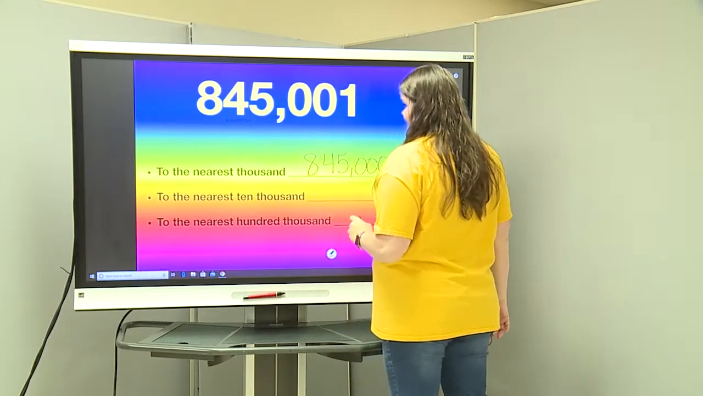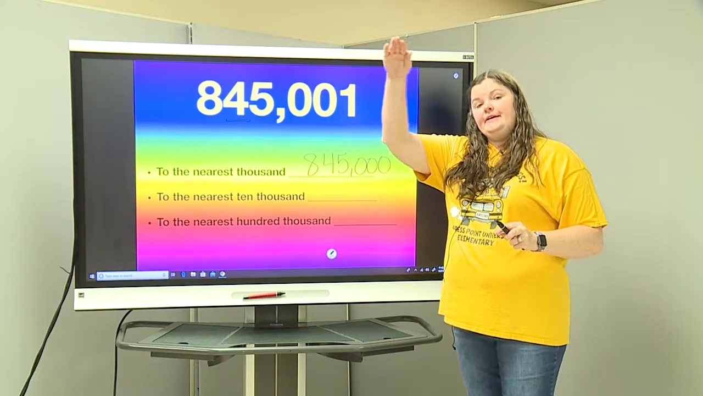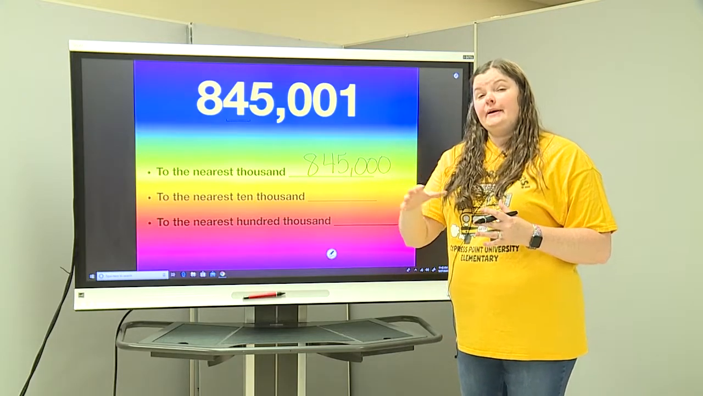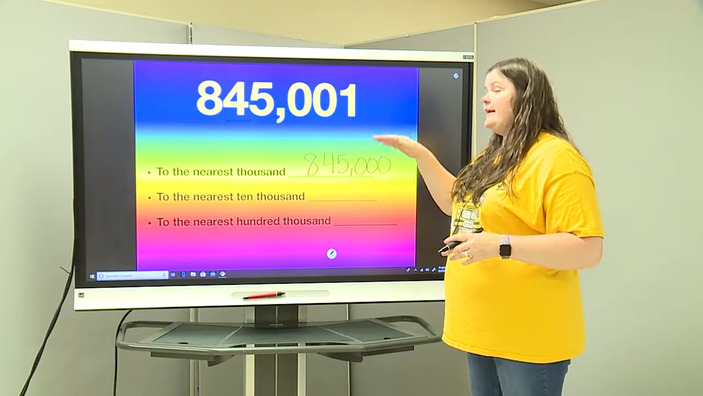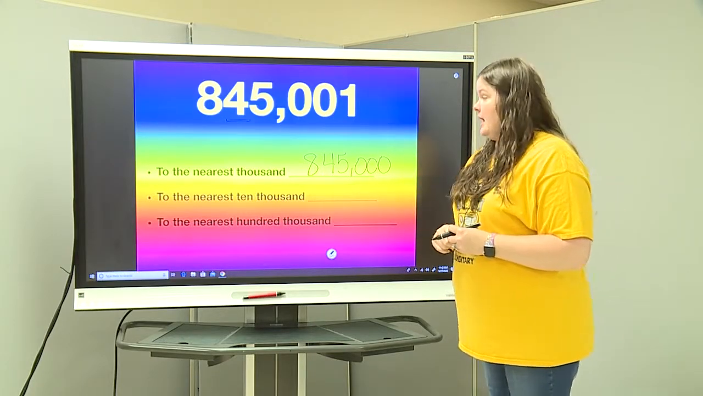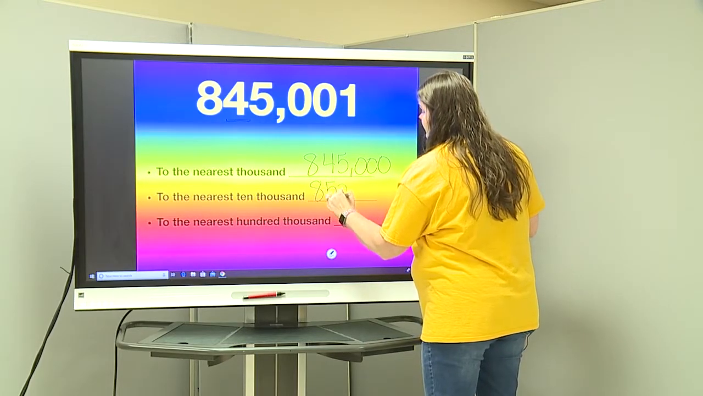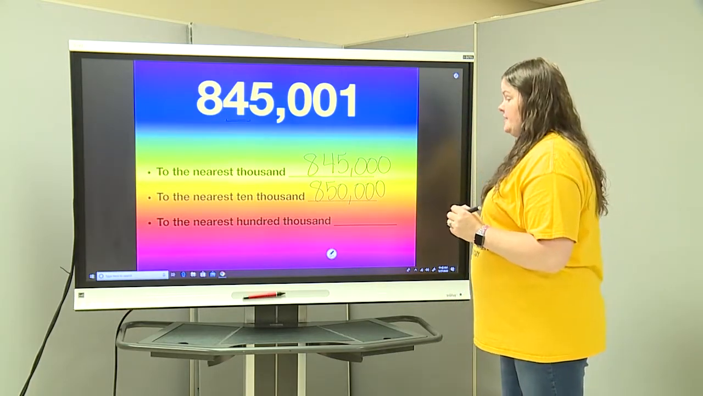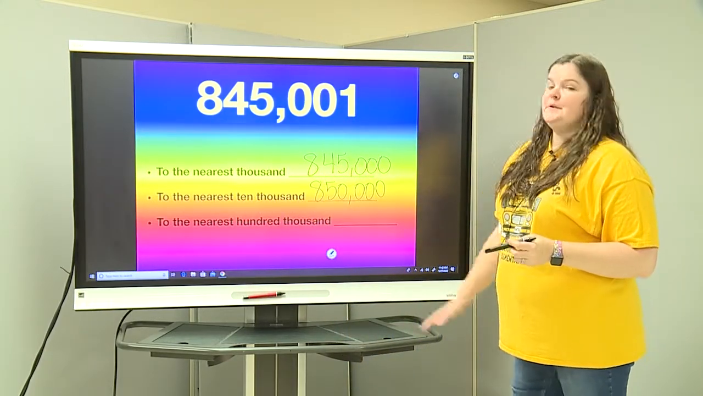This time, 10,000s. So I'd have 840,000 and 850,000 at the top, and 845,000 would be right there in the middle. If my midpoint is 845,000 and I have 845,001, it's going to be just a little bit on top of that midpoint. So this one would actually go to about 850,000.